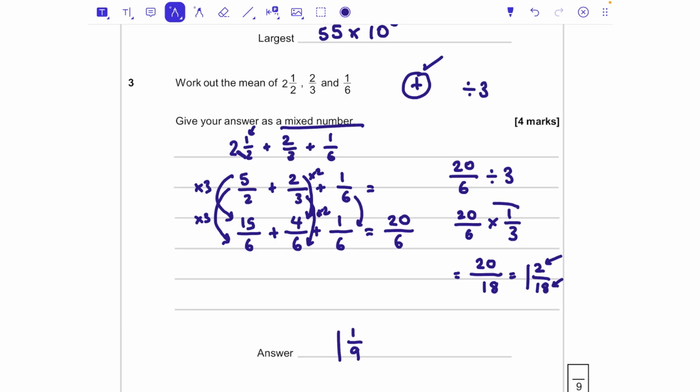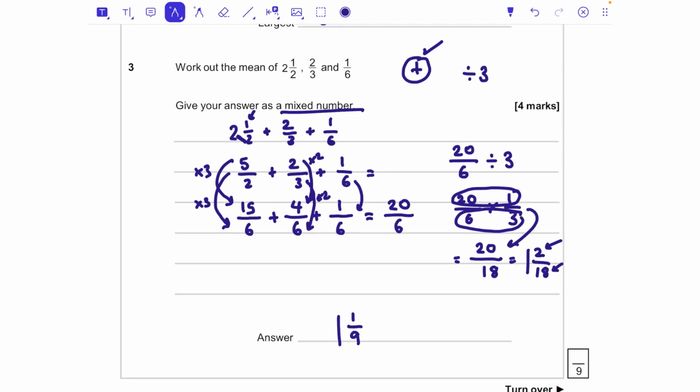So that was quite nice. When we multiply fractions, remember you're just doing the top times the top and the bottom times the bottom. So that became 20 over 18, and that gave us our final answer of 1 and a ninth. Well done if you got that.